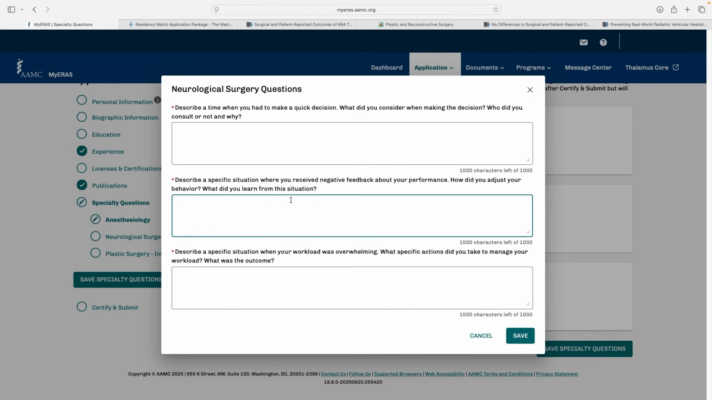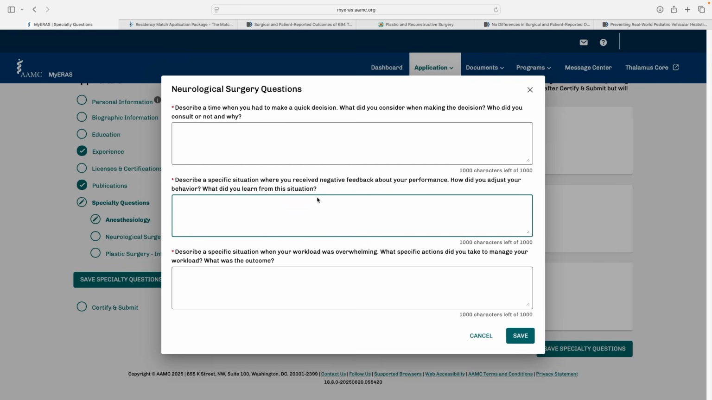For neurosurgery, describe a time when you had to make a quick decision. What did you consider when making the decision? How did you consult or not, and why? Describe a specific situation where you received negative feedback about your performance. How did you adjust your behavior? What did you learn from the situation?